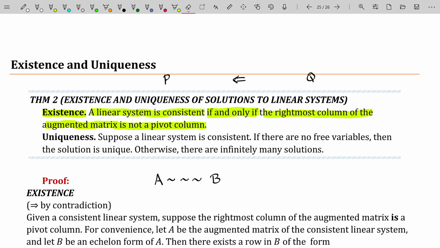It'll have one solution if all the other columns are pivot columns, and it will have an infinite number of solutions if any of those other columns, other than the rightmost column, does not contain a pivot, or basically they're not pivot columns. That means you have free variables. And once you have free variables in a consistent system, you have an infinite number of solutions.